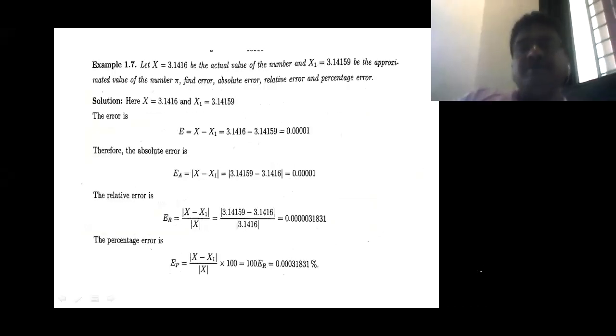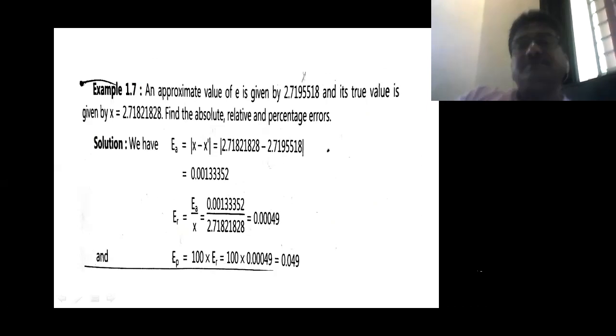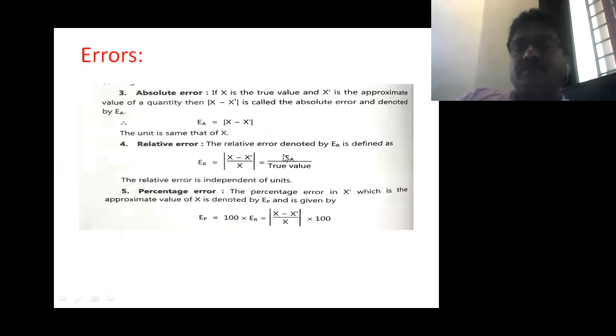x dash be the approximate value. Then mod x minus x dash is the absolute error and is denoted by EA. So what is the definition of absolute error? Mod correct value or true value minus approximate value, and is denoted by EA. E suffix is small a or capital A.